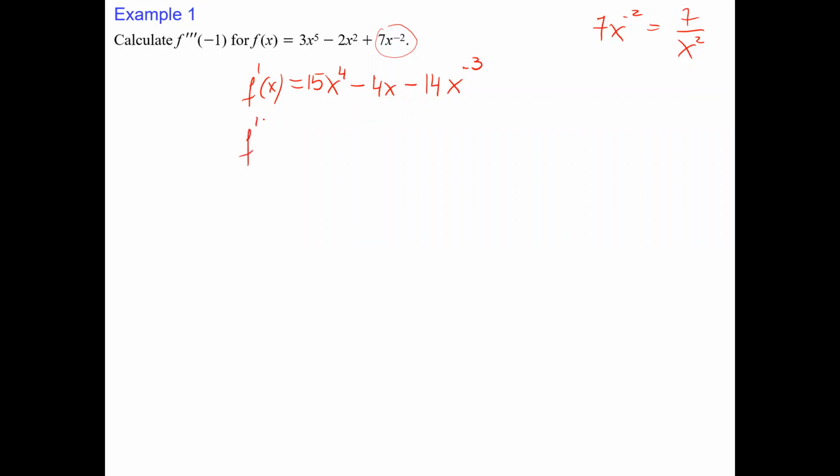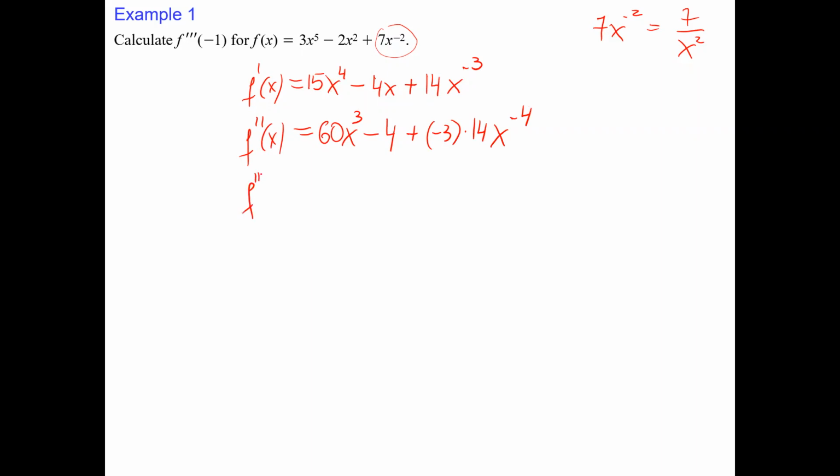Okay, let's keep working. Second derivative: 15 times 4, I think it's 60, x cubed. And then the 4, that's actually plus. And negative 3 times negative 14 with x to the negative 4. I'm subtracting 1. Negative 3 minus 1 is negative 4.